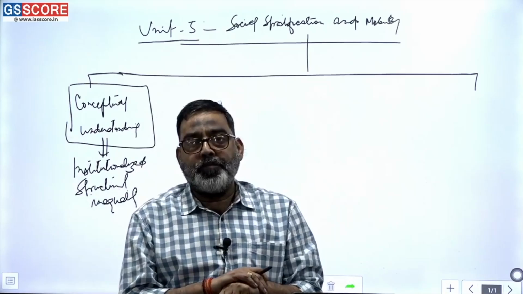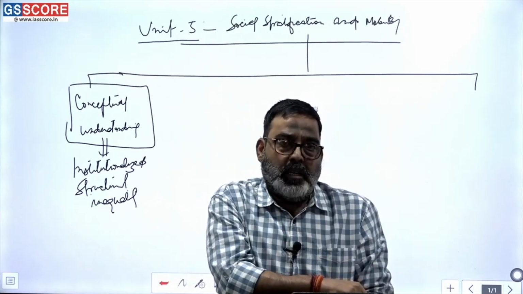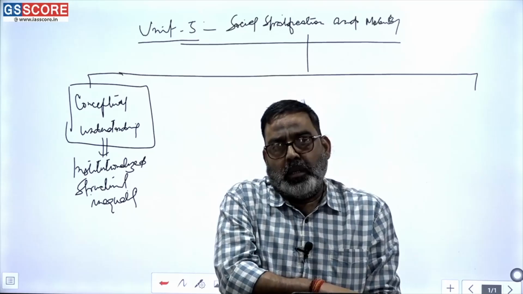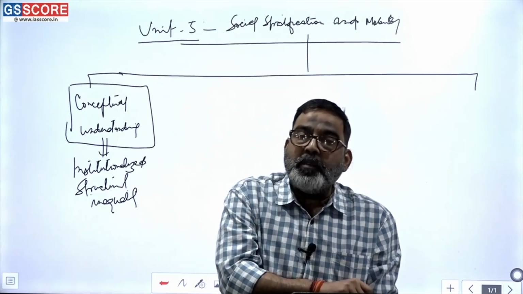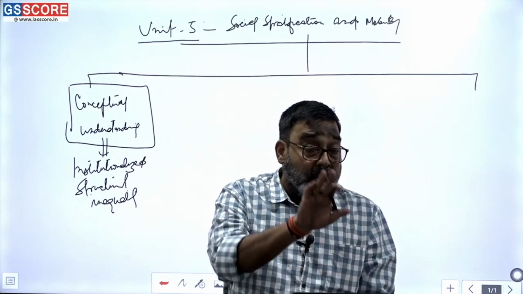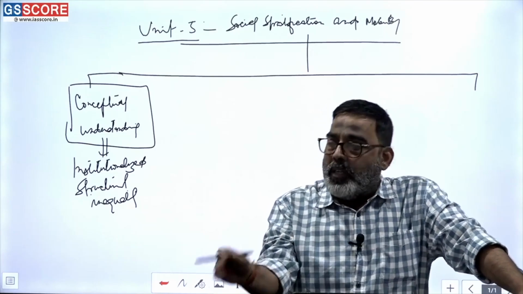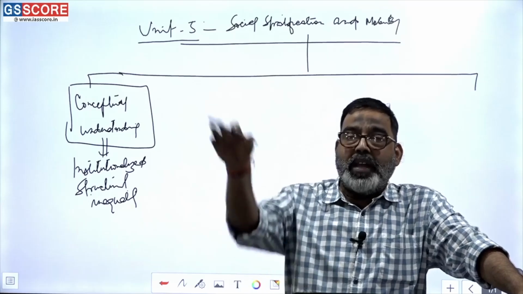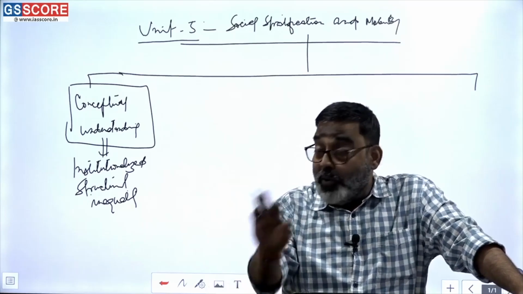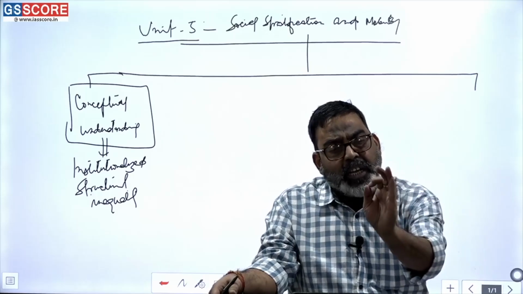And once you make a line, a stratified society. Pause. What do you mean by an unstratified society? And please, do not write that the society which is not stratified is unstratified. No, please do not. Inequality is universal.